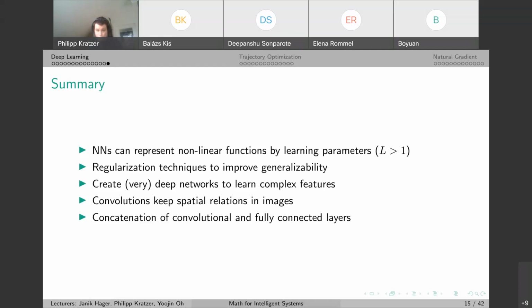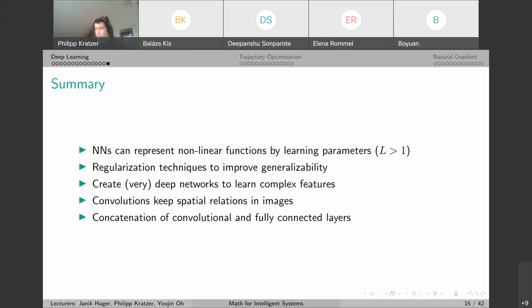And for images, we have seen that convolutions are super helpful because of the parameter sharing. Convolutional and fully connected layers can be concatenated as well. And I hope this was a first example of why math is useful and why we can do it, because all these underlying things that neural networks do are things that we have seen in the lecture, like calculating gradients, which is very important here, gradient descent, and so on.